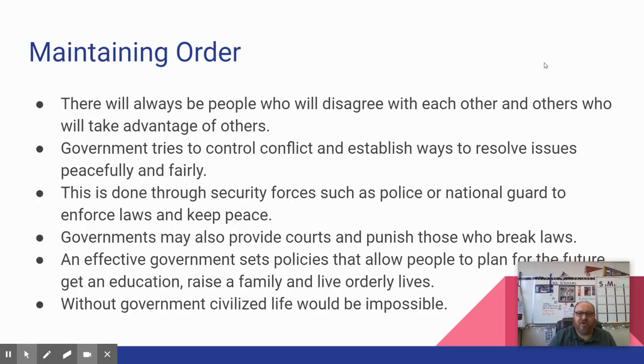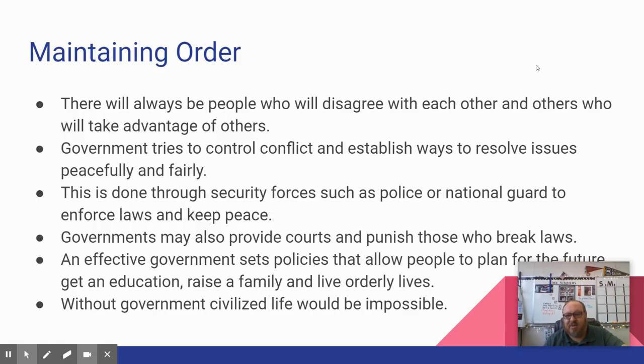In maintaining order, there's always going to be people who will disagree with each other, and there's going to be others who will take advantage of people. So government tries to control conflict and establish ways to resolve issues peacefully and fairly without having people take advantage of others, violence happening all over the place, and just crazy chaos and anarchy. So that's done through security forces like the police and National Guard who enforce laws and keep the peace.